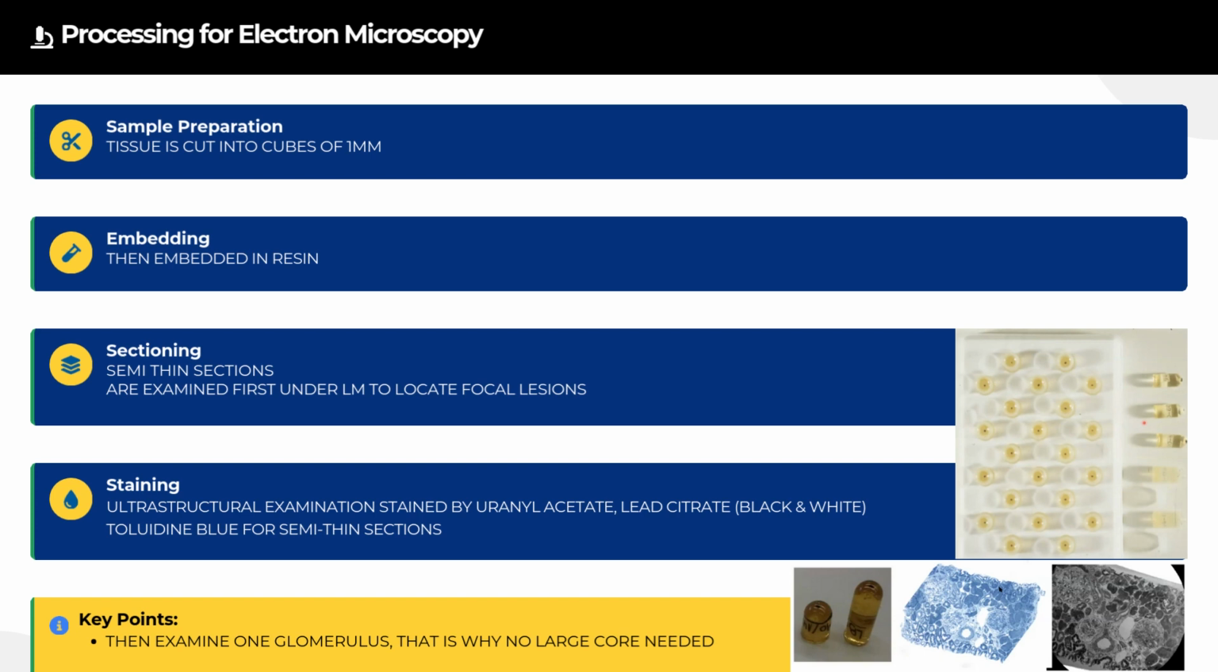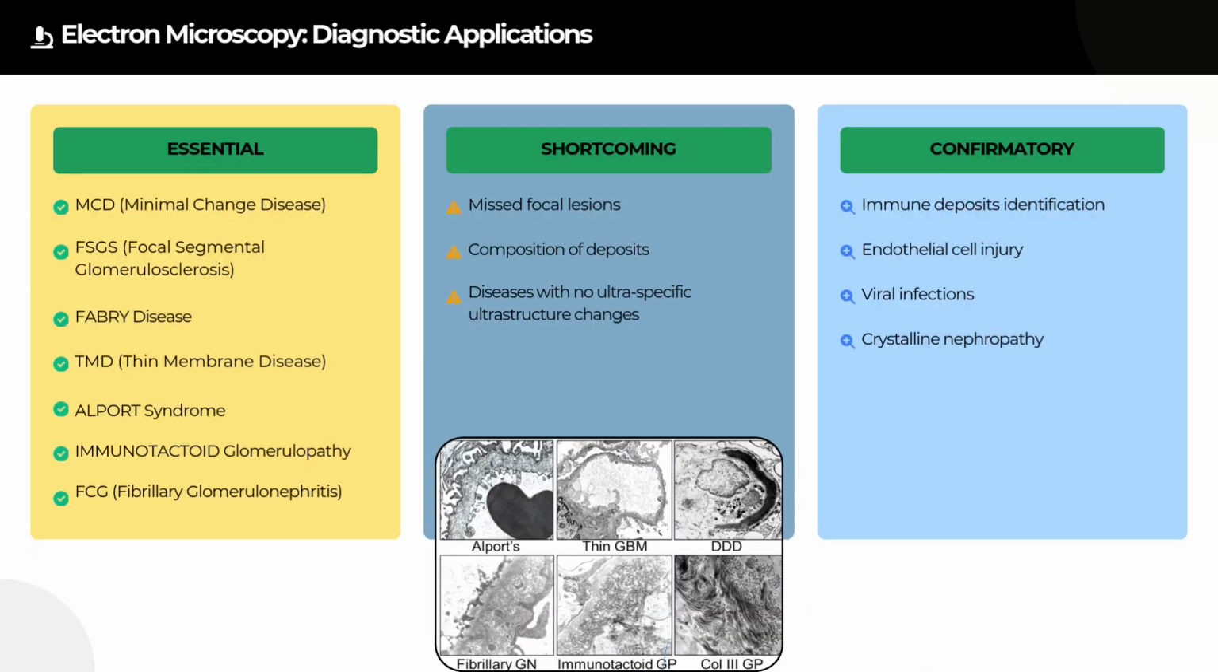This epoxy block contains the tissue samples, which appear as black dots within the epoxy block. And we should know that electron microscopy is essential for diagnosis in certain diseases such as minimal change disease and FSGS, and hereditary diseases like Fabry, Alport, and thin membrane disease, as well as deposition diseases like immunotactoid glomerulopathy. It's also confirmatory in conditions including immune deposition disease, endothelial cell swelling, viral infections, and crystalline nephropathies.